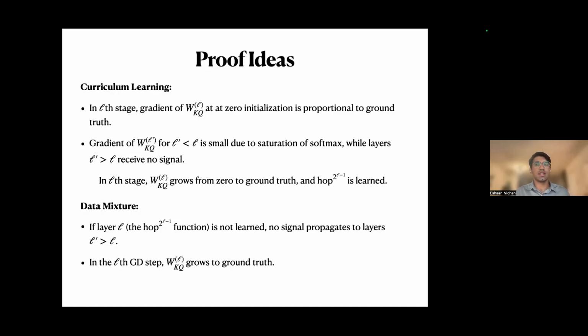And so what ends up happening is that in the first step of GD, layers 2 through capital L cannot be updated and layer 1 gets updated. Then once layer 1 gets updated, in the second step of GD, there is now signal that is being passed to the second layer, and it grows to its ground truth, and so on. So in this data mixture setting, although all the examples are being presented at the same time, this actually implicitly induces some sort of curriculum learning where only the Lth layer gets updated in the Lth stage, and each of the intermediate hop 2 to the L minus 1 functions are learned sequentially one at a time.